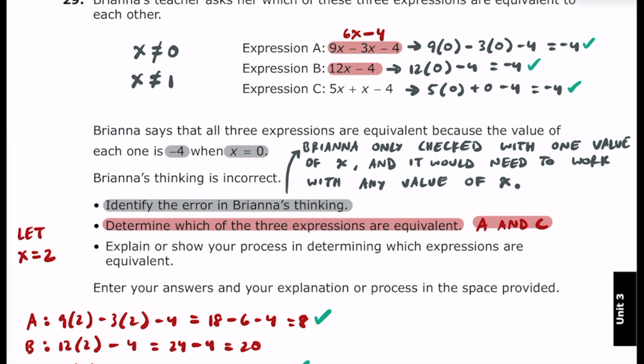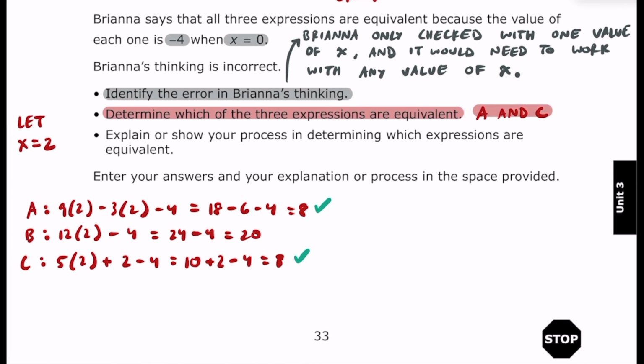So again, you can just look at the simplified versions of these expressions. Over here, if you do the 5x plus the x, 5x plus 1x is 6x. So you can see this is 6x minus 4. So again, you can just see that these two expressions are the same because they have the same coefficient and the same variable and the same constant term. But you can see this middle one, expression B, while it does have the correct constant term, it doesn't have the correct coefficient. So you can go that route as well if you don't want to substitute in different values of x. It's a little bit more efficient that way.